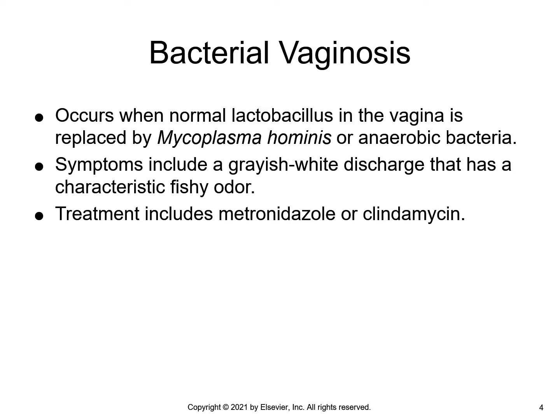Bacterial vaginosis occurs when the normal lactobacillus in the vagina is replaced by Mycoplasma hominis or anaerobic bacteria. Bacterial vaginosis can increase the risk for sexually transmitted infections and does have serious consequences if it occurs during pregnancy. This is associated with minor vaginal tissue trauma that is often caused by frequent sexual activity or douching.